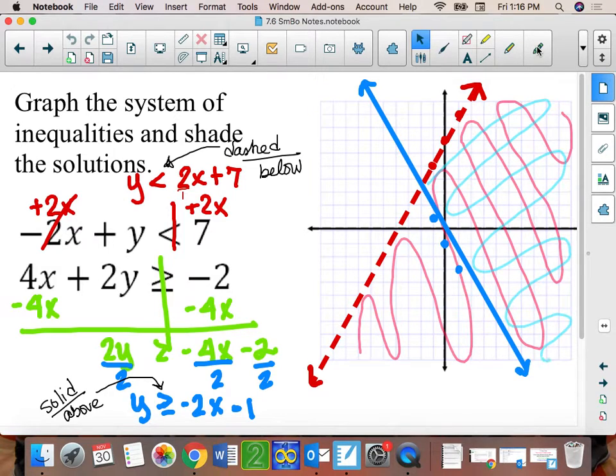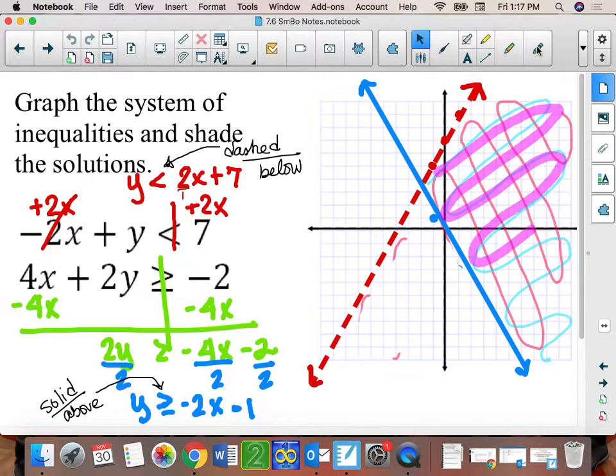And so where that shading is intersecting is my solution. So I'm going to erase this extra shading over here. And my solution is all of this right here. That is the solution to this system. Okay, and that concludes 7.6 Part 2.